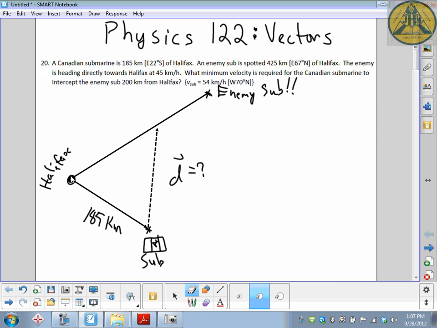So once again, the Canadian sub needs to get to that red star. It needs to get to a point 200 kilometers from Halifax along a direction east 67 degrees north, same as the enemy sub's direction. And we want to find out the minimum velocity to make it to that point and intercept this enemy sub and blow it out of the water or do whatever it is they do.